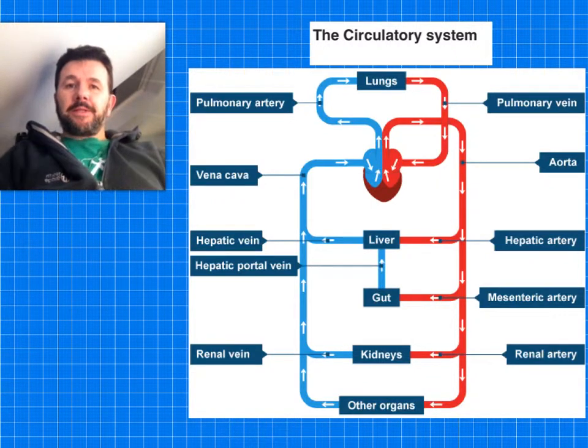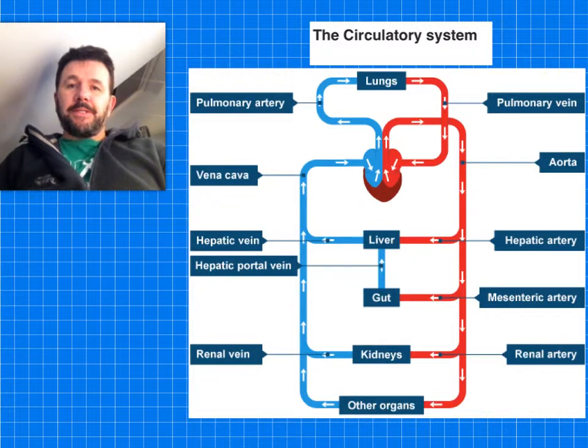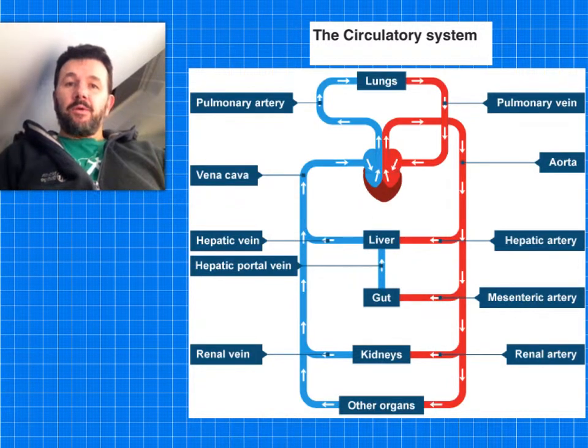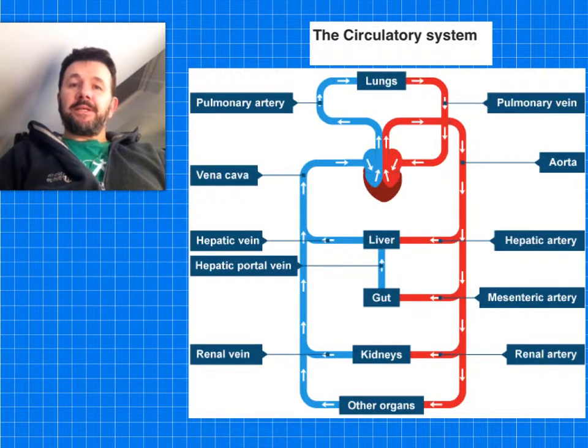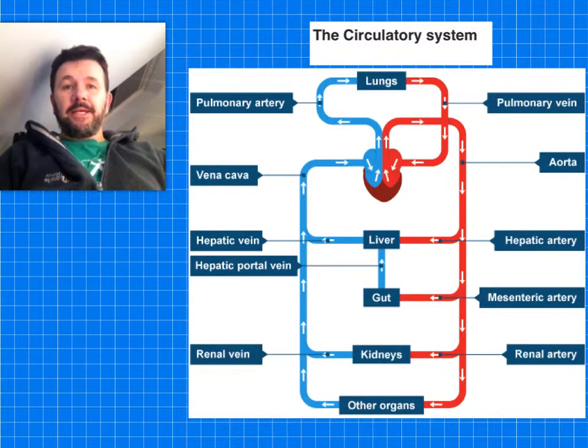This means that oxygenated blood is pumped to the body, to the organs and the cells, and then returns via veins to the heart as deoxygenated blood. That deoxygenated blood in the second circulation then goes to the lungs, where it picks up oxygen and returns to the heart to be pumped to the rest of the body.